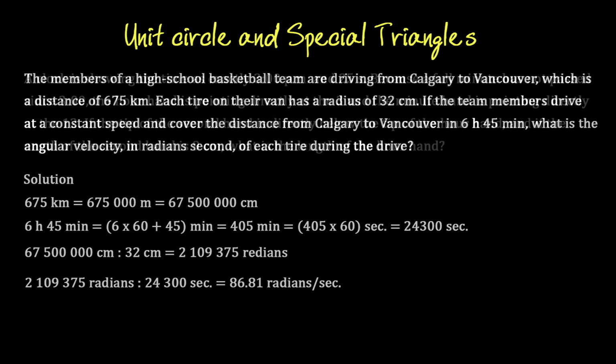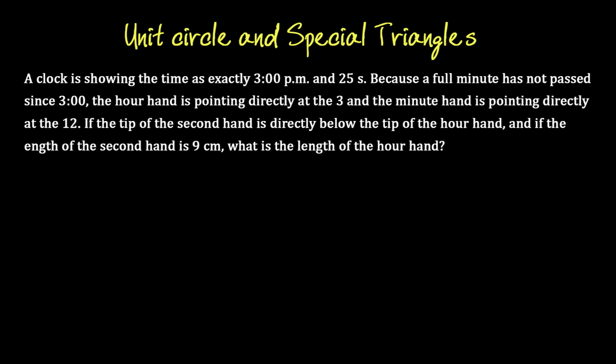A clock is showing the time as exactly 3 p.m. and 25 seconds. Because a full minute has not passed since 3 o'clock, the hour hand is pointing directly at the 3 and the minute hand is pointing directly at the 12. If the tip of the second hand is directly below the tip of the hour hand, and if the length of the second hand is 9 centimeters, what is the length of the hour hand?